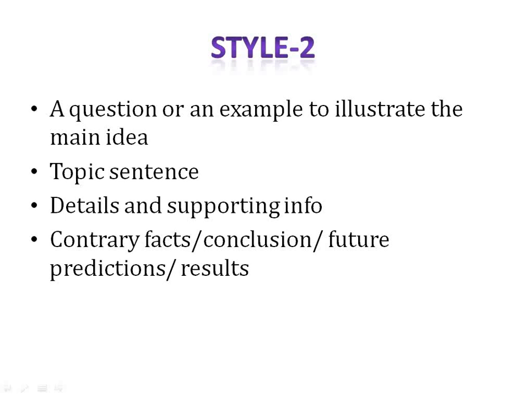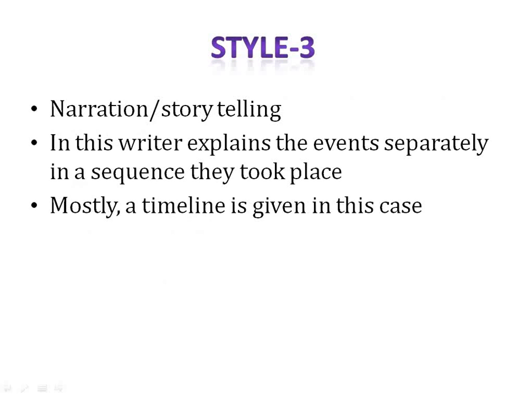So next is style 3. In this, the writer tells you a story. This is a narrative form of writing. In this, the writer explains the events separately in the sequence they took place. So mostly they have given a timeline in this case. Based on that timeline, you can easily arrange them in chronological order.